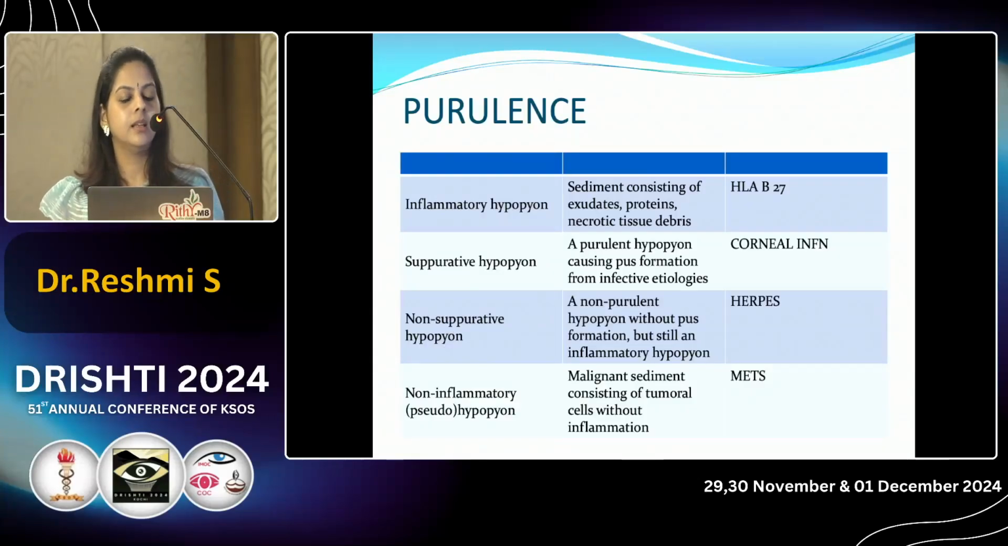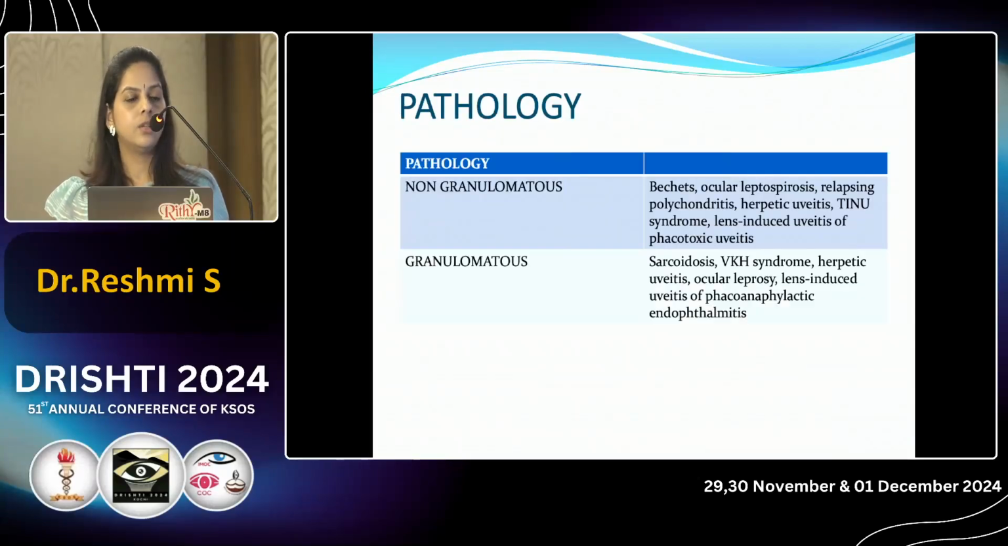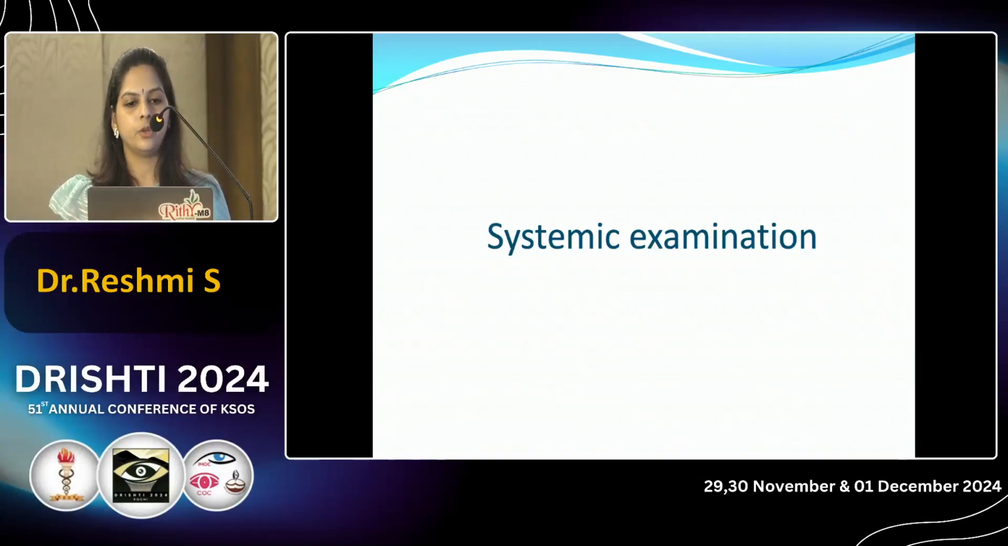Based on the purulence, inflammatory hypopyon consists of exudates, proteins and necrotic debris, while suppurative hypopyon contains some amount of pus cells also. It is seen in corneal infections. Non-suppurative hypopyon is seen in herpetic infections and non-inflammatory one is seen in metastasis. Based on the onset, we know that it can be classified as acute and chronic, and based on the pathology also we are all familiar with. Based on the course, it can be transient, that disappears after treatment, seen in IVTA patients and HLA-B27. Persistent can last longer in metastasis and primary tumors.